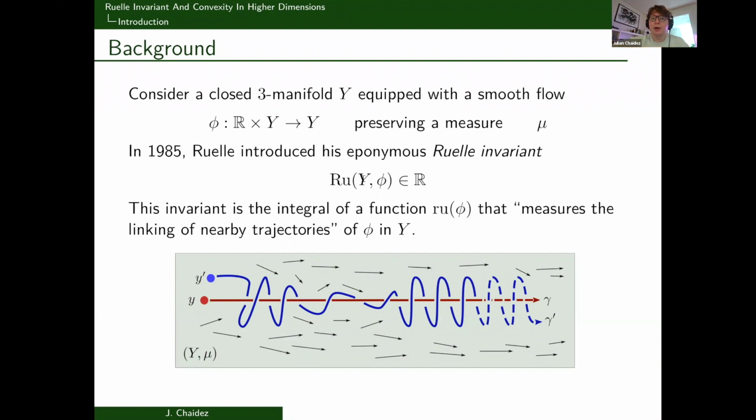And the Ruelle invariant is essentially just the integral of that function, as long as it's well defined. I'm suppressing some choices here, which I'll maybe clarify in a little bit. But roughly speaking, intuitively, this is what this number is measuring. It's measuring an average rotation of the flow phi over the entire space.